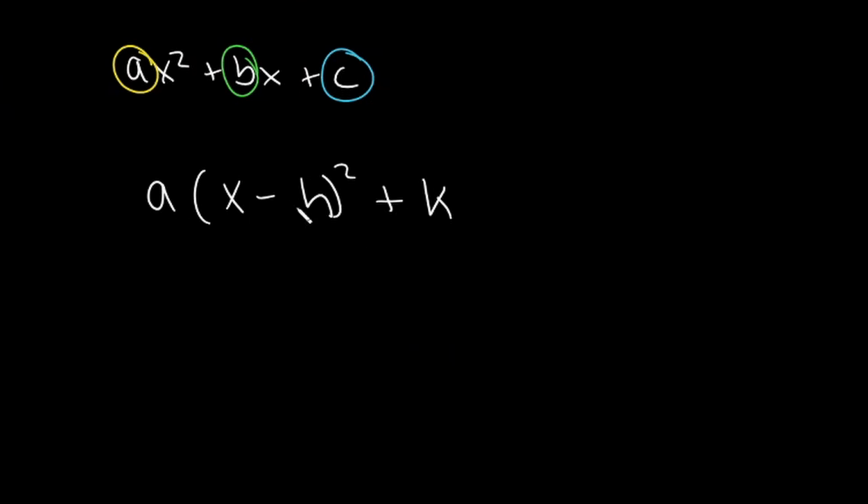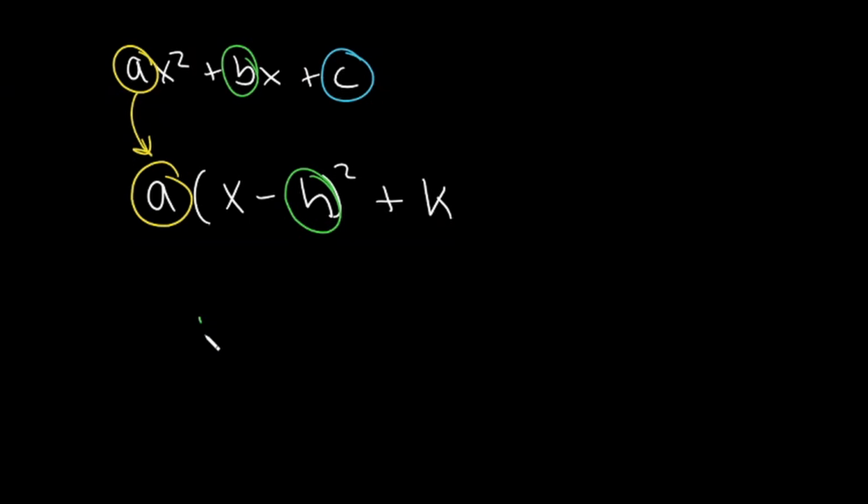Now before we move on to what h and k are, let's look at a. This is actually the same a from here. If you convert something from standard form to vertex form, this a will be the same. And now let's look at h and k. So h is going to be the x value of the vertex.